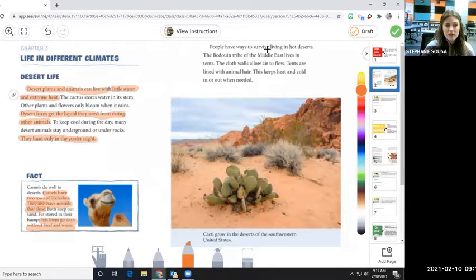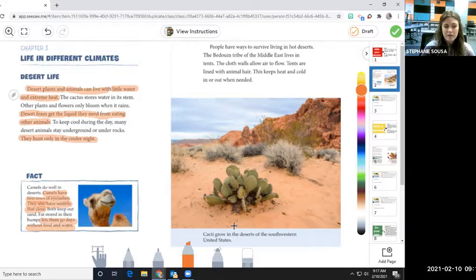People have ways to survive living in hot deserts. The Bedouin tribe of the Middle East lives in tents. The cloth walls allow air to flow. Tents are lined with animal hair. This keeps heat or cold in or out when needed. Okay, so this isn't about animals. So we're not going to highlight information there because we know that our learning target is about how animals survive. Okay, and we do not need to focus on people's tents when we're talking about animals.